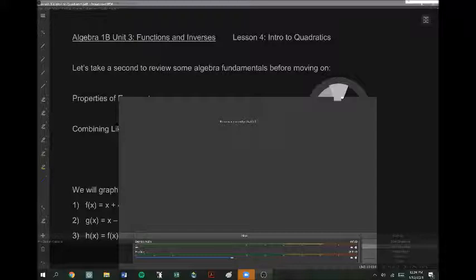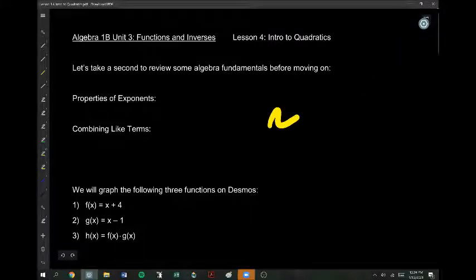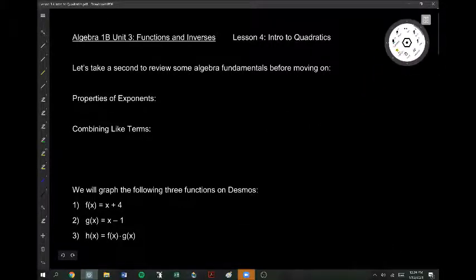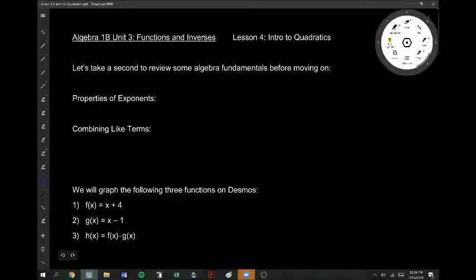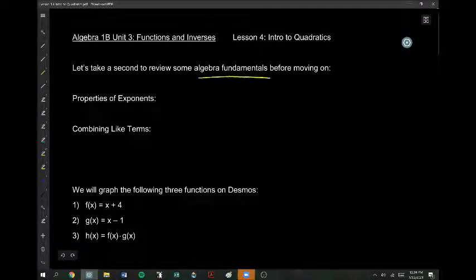Alright, Algebra 1B. Today we've got a big lesson, so buckle up a little bit. We're going to be covering some important stuff that I want you to be on top of, that'll be a big deal moving forward. We're going to talk today about quadratics. But before we do that, I want to review a little bit of our Algebra fundamentals.